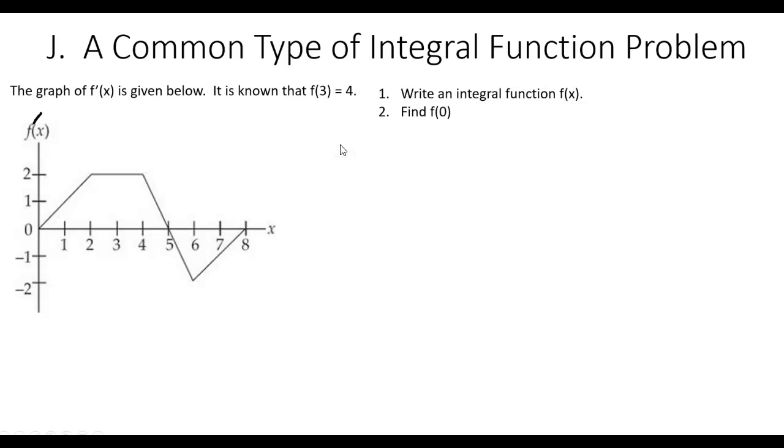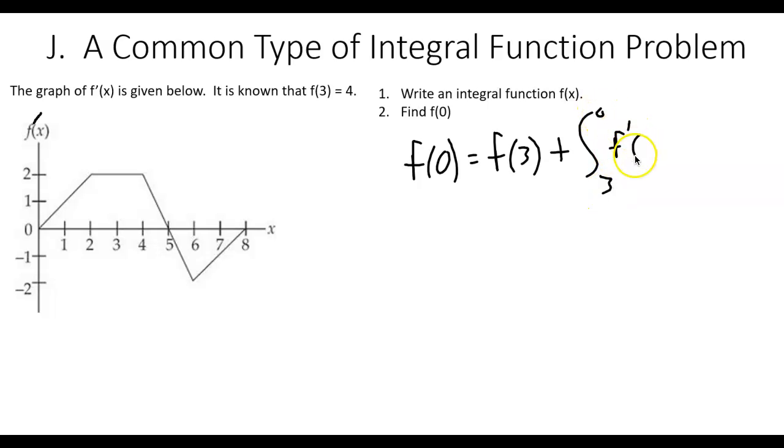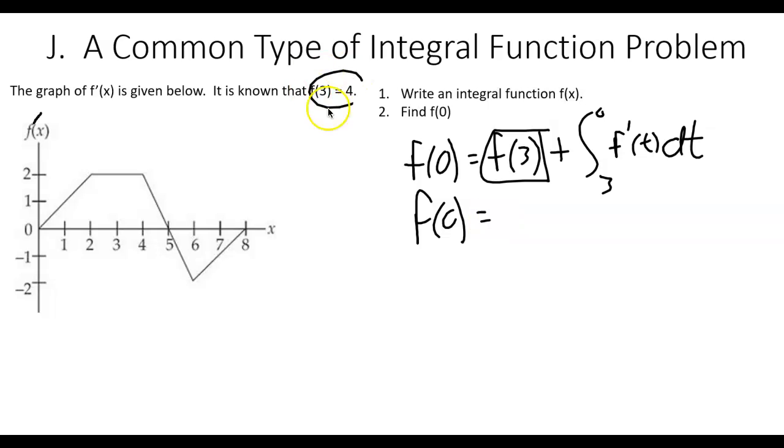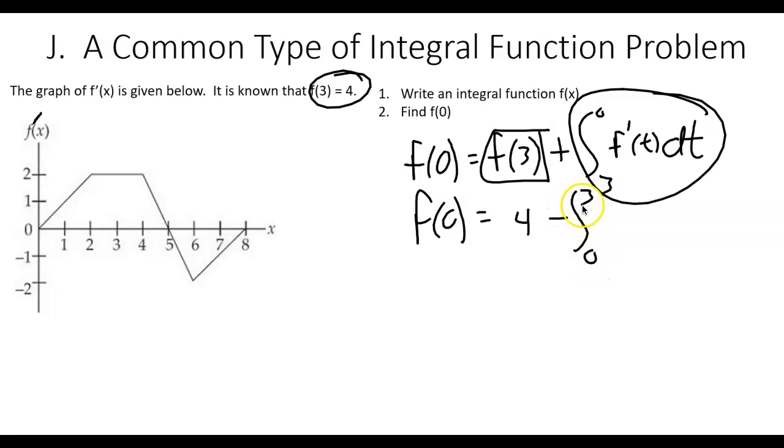All right. Find f of 0. So what would f of 0 be? Well, f of 0 would be f of 3 plus the integral from 3 to 0 of my derivative. We know what this is, they told us that f of 3 is 4. Now, you notice something funny about this integral? The numbers are backwards, 0 and 3. 3 should be on the top and 0 on the bottom. So I'm going to change this to a negative so I can switch those around. That's one of my integral properties.